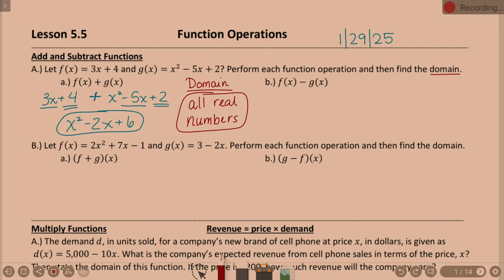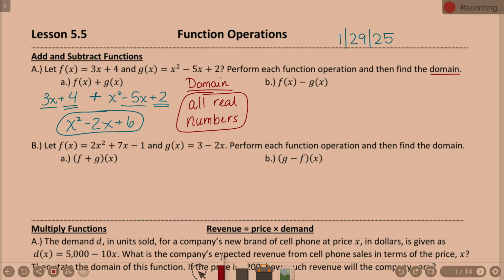They're going to ask you some domain questions in homework, but if it's just things like adding like terms and stuff, think all real numbers, okay? When you have to not think about all real numbers is when we're going to talk about fractions or square roots. But in this scenario, all real numbers. Easy enough?